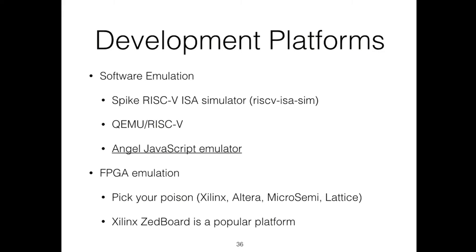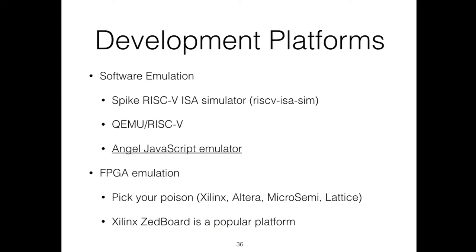In terms of development platforms, you have your choice of software emulators. Spike is the official Berkeley RISC-V instruction set simulator, also called riscv-isa-sim. This is typically what most people do development on, especially for early hardware prototyping. QEMU has a RISC-V backend. It's missing some features, but it mostly works.